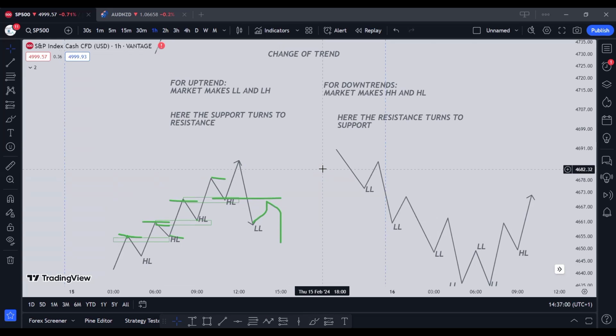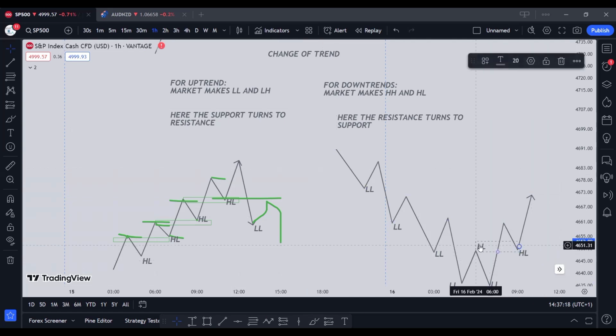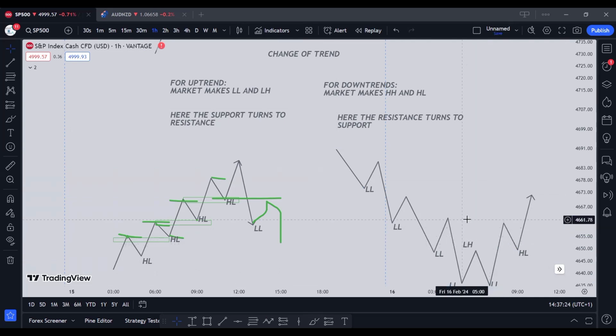So I want to be buying in an uptrend and I want to be selling in a downtrend. Only if the market keeps creating higher lows and higher highs in that uptrend, or the market keeps creating lower lows and lower highs in that downtrend.